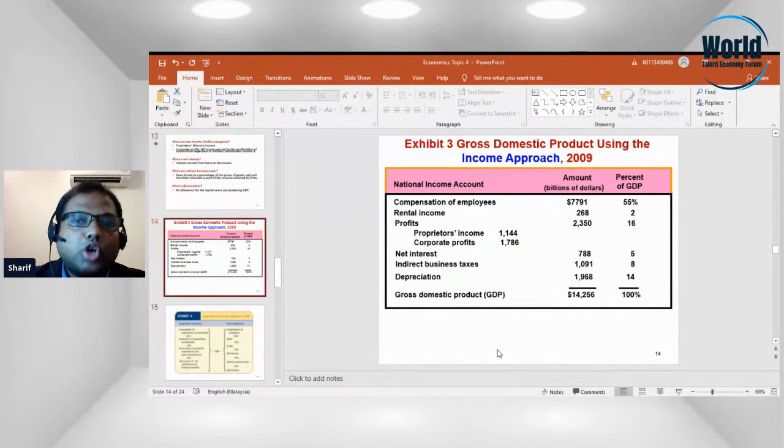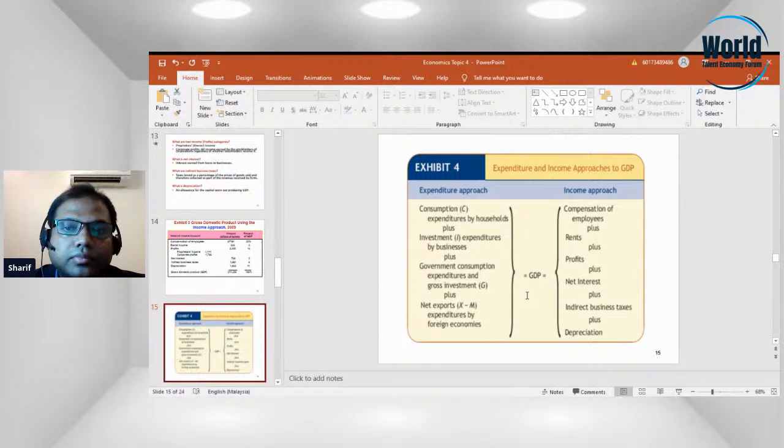So in gross domestic product using the income approach in 2009, let's say there is compensation of employees, rental income, profit income, corporate profit, net interest, indirect business tax, depreciation, gross domestic product. This is the way we can find out the real amount and the percentage of GDP. Expenditure and income approach to GDP.